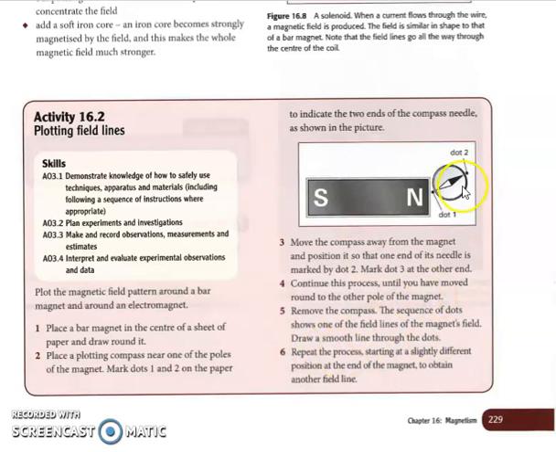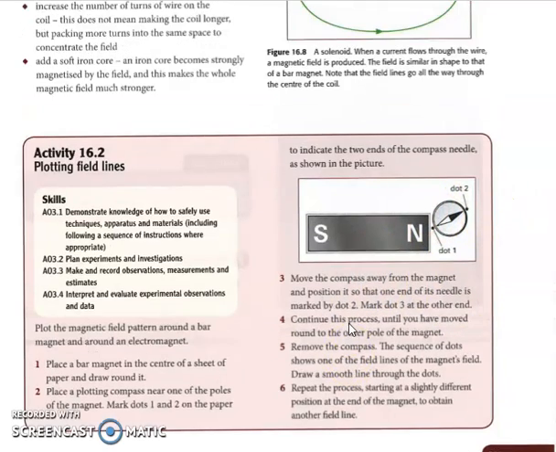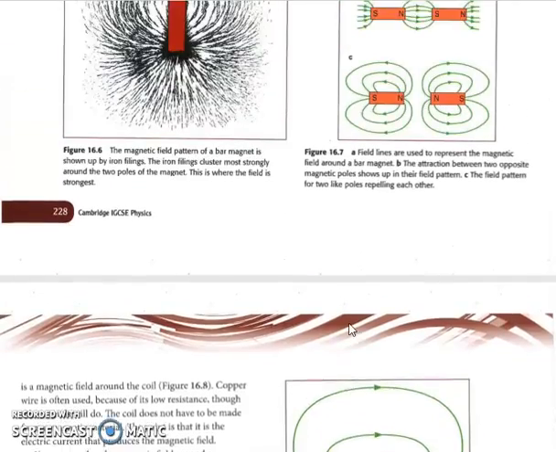Draw a smooth line through the dots and repeat the process starting at a slightly different position at the end of the magnet to obtain another, different line. So after changing the position a little, we have to draw the magnetic field pattern like the one shown here.